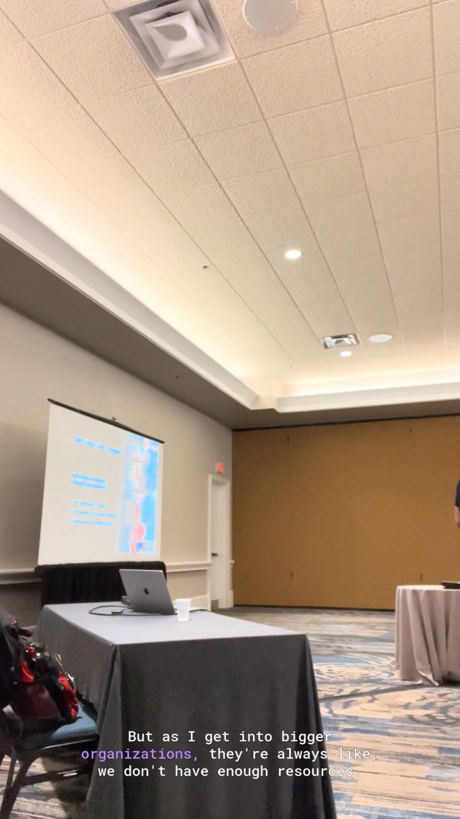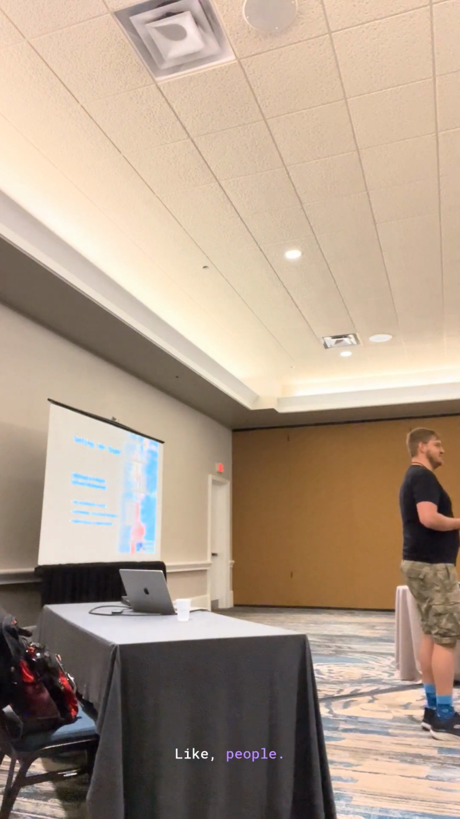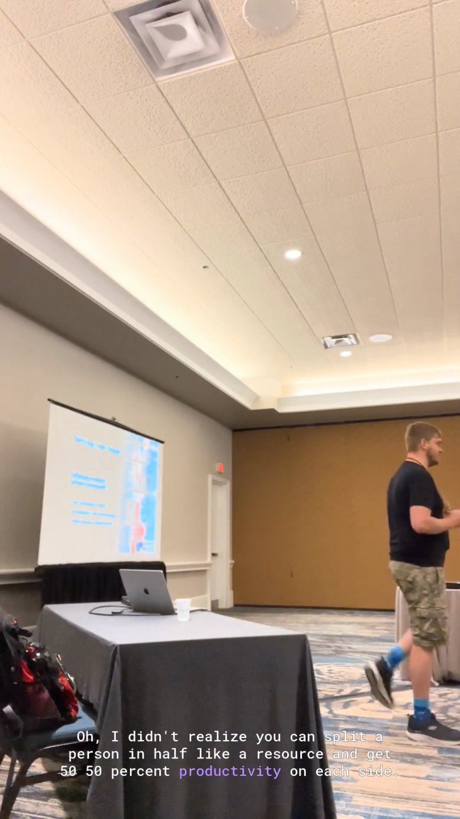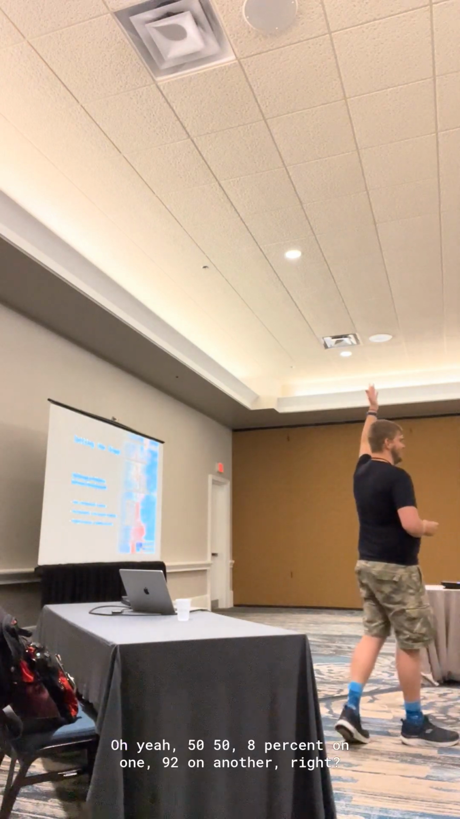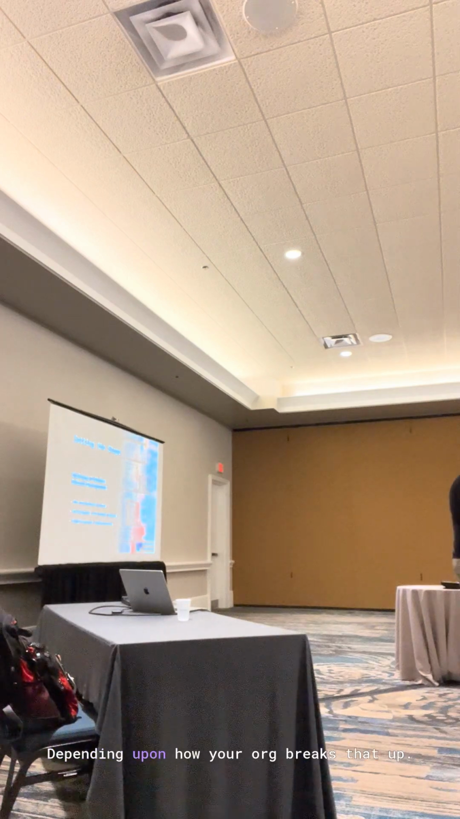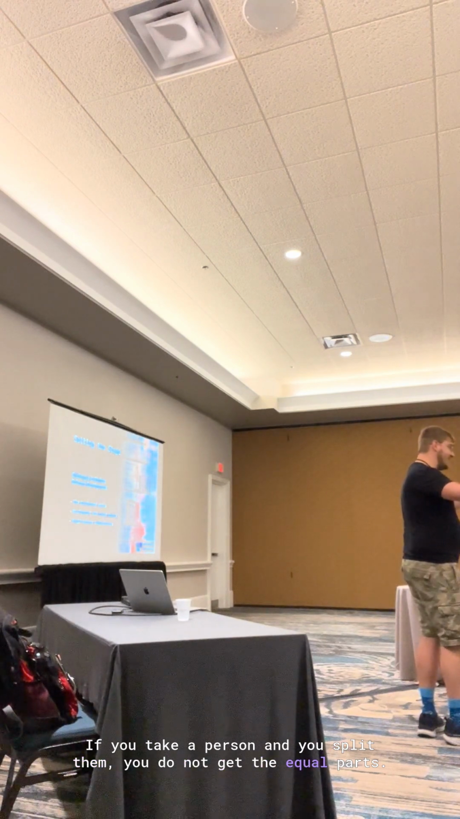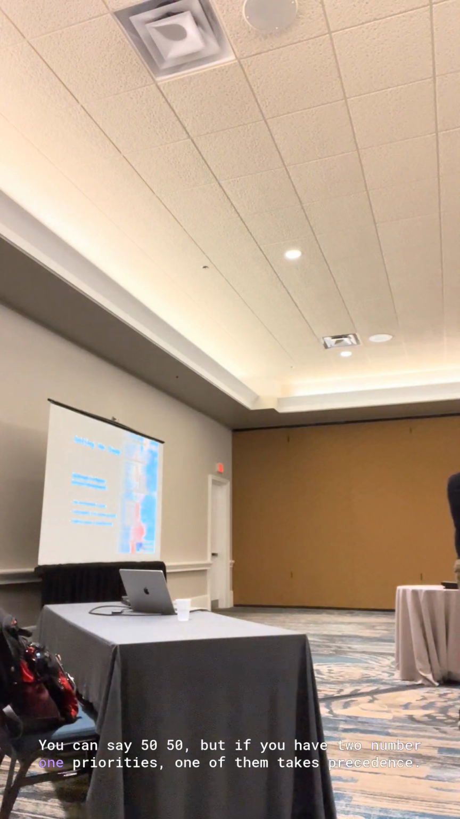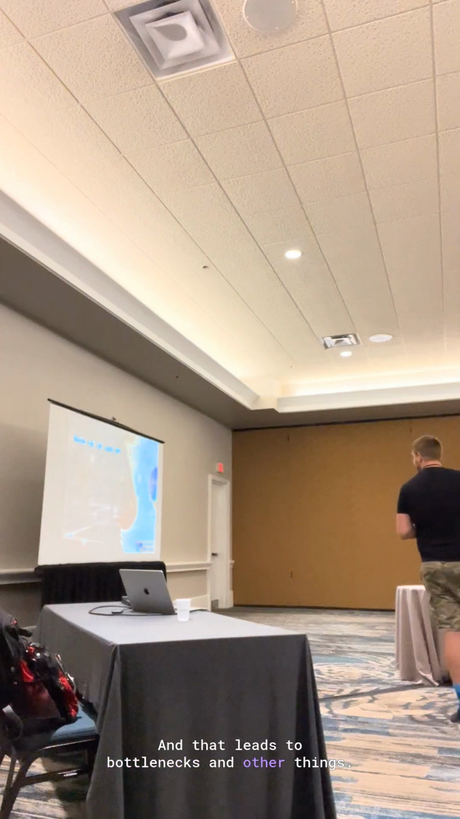But as I get into bigger organizations, they're always like, we don't have enough resources. I'm like, you mean machines? No, people. Oh, I didn't realize you can split a person in half like a resource and get 50% productivity on each side. How many people here are split on multiple projects? Oh yeah, 50-50, 8% on one, 92 on another, depending upon how your org breaks that up. If you take a person and split them, you do not get equal parts. You get a diminished part on each side. You could say 50-50, but if you have two number one priorities, one of them takes precedence, no matter what. And that leads to bottlenecks and other things.